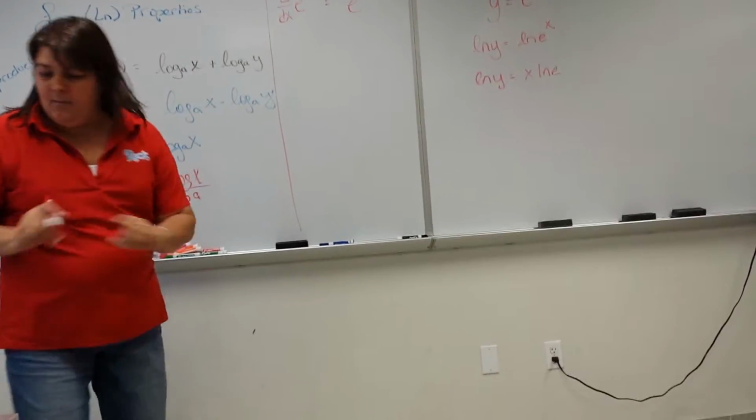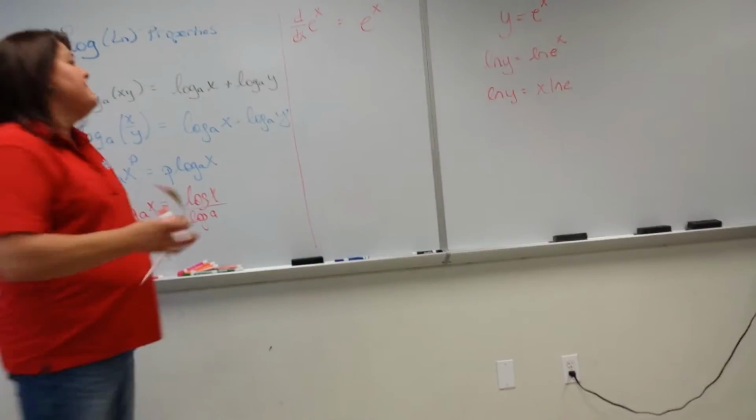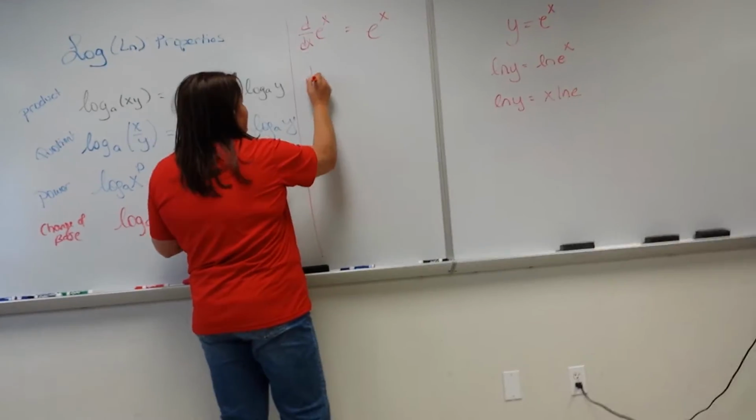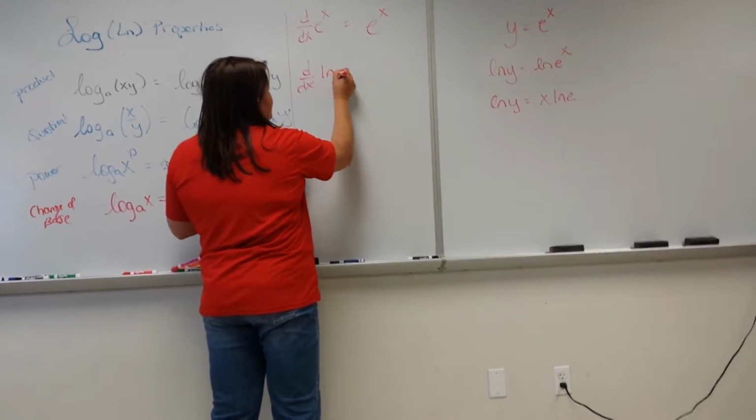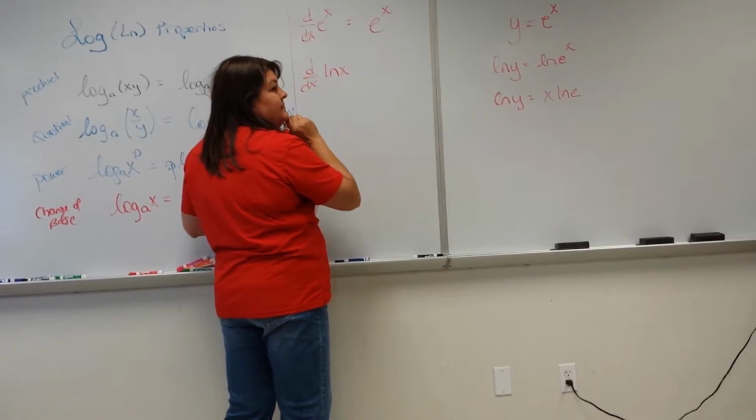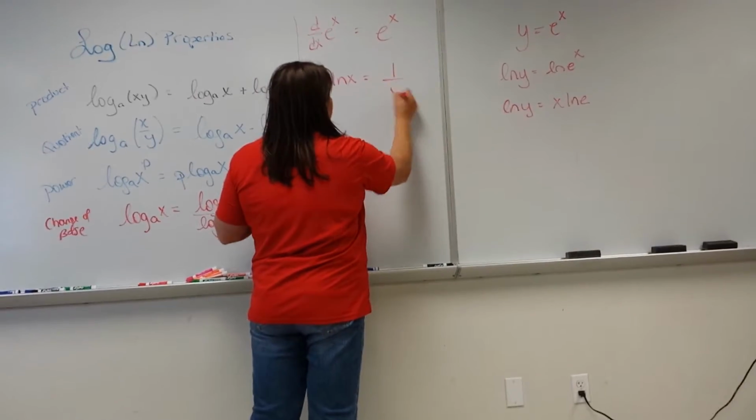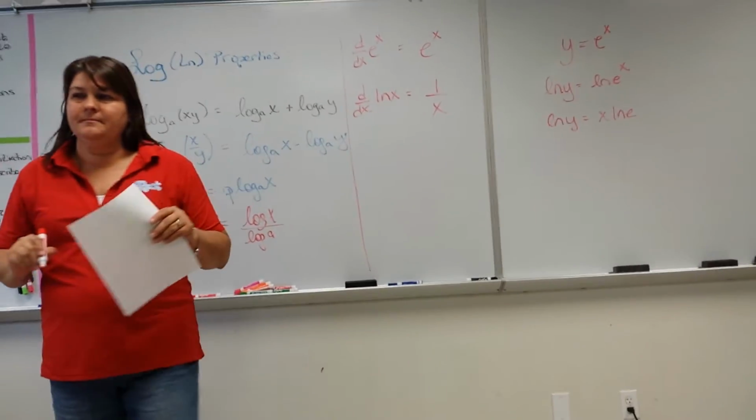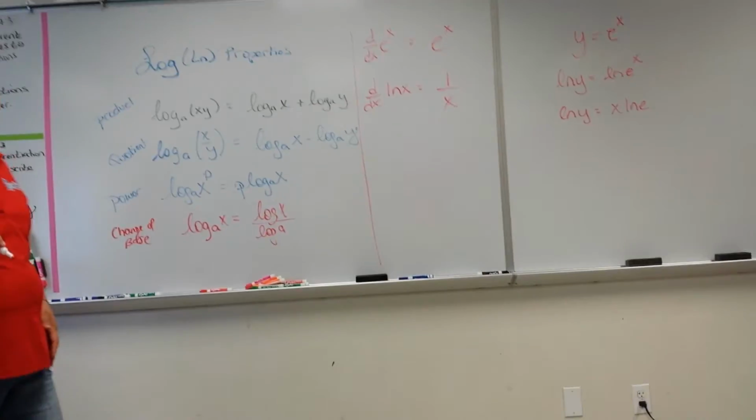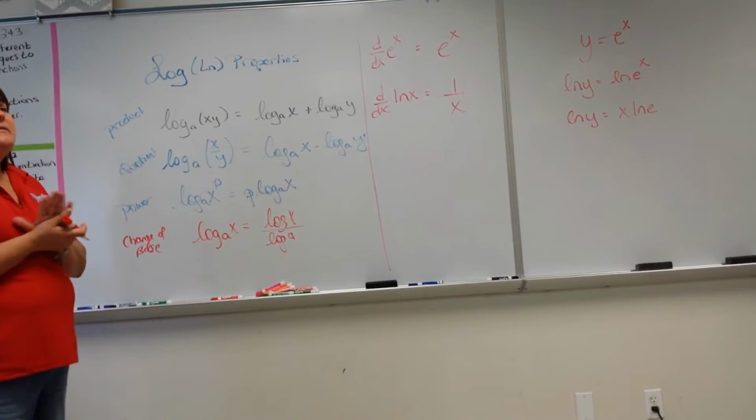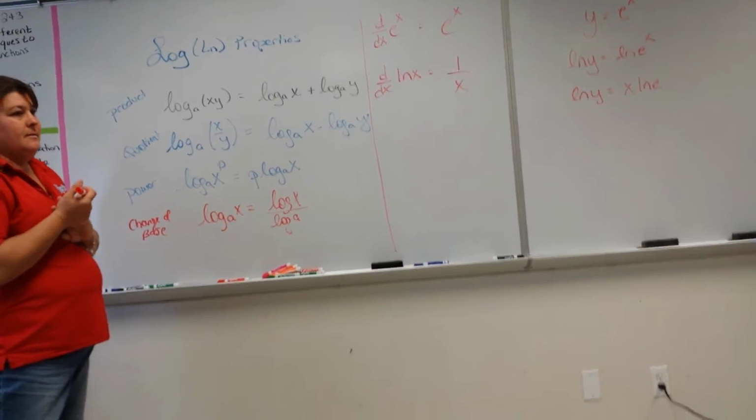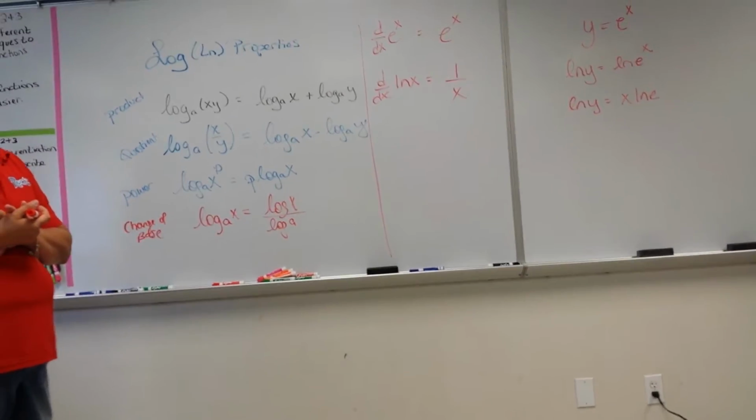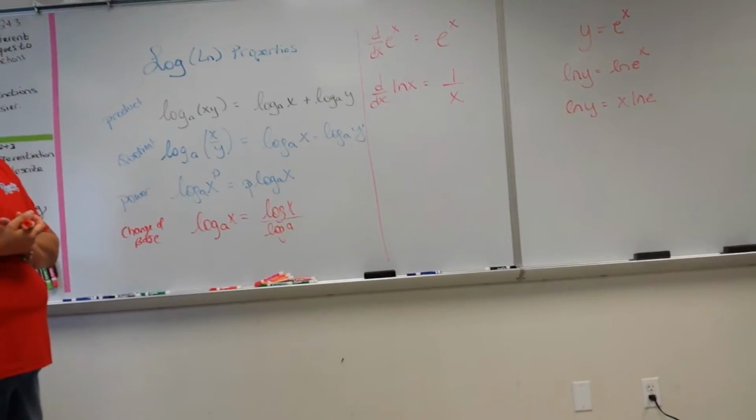Let's come back here. I've got one thing I want to show you. The derivative, d/dx, of the natural log of x is 1 over x. So the derivative of natural log of x is 1 over x. Miss K? Yes. So why isn't it dy over dx?